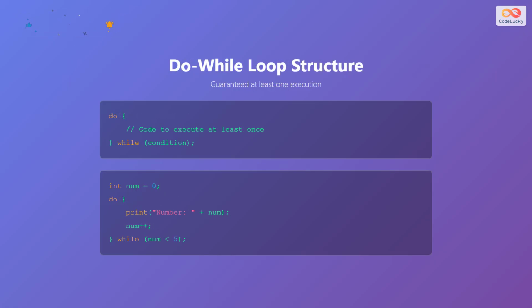The do-while loop is unique because it guarantees the code inside will execute at least once. First, the code inside the loop runs. Then, after the loop finishes, the condition is checked. If the condition is true, the loop repeats. If it is false, the loop stops.